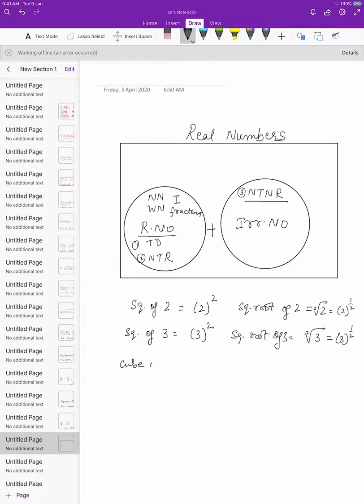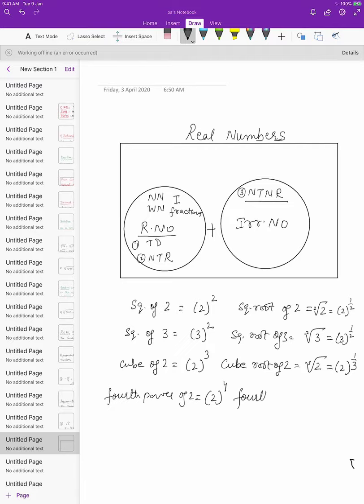Cube of 2 will be 2 raised to the power 3, whereas cube root of 2 means this symbol. We'll write 2 under this cube root symbol, or we can write 2 raised to the power 1 by 3. Similarly, fourth power of 2 will be 2 raised to the power 4. If I say fourth root of 2, what is the meaning of it? I will use this symbol for the fourth root, or I can say 2 raised to the power 1 by 4.